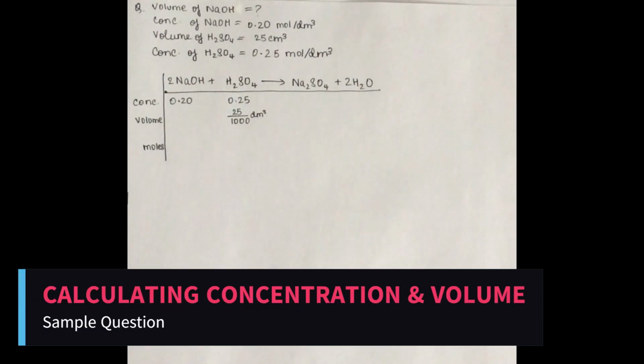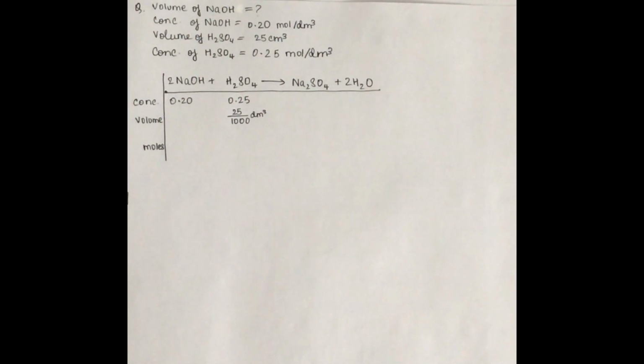Now here's a sample question where we are calculating concentration, volume and number of moles. We are using that formula. The question goes like this: calculate the volume of aqueous NaOH of concentration 0.20 mole per dm³, which would be required to neutralize exactly 25 cm³ of dilute H2SO4 of concentration 0.25 mole per dm³, and we've been given the balanced symbol equation.